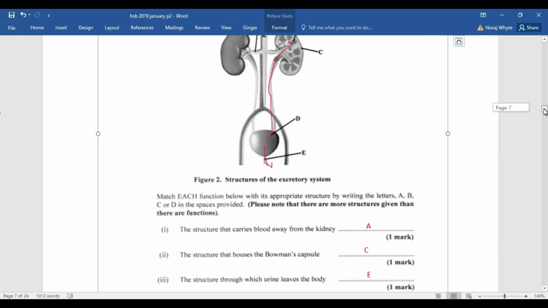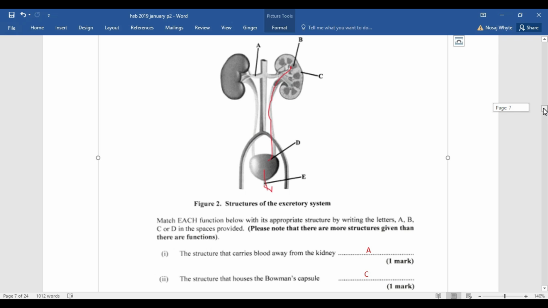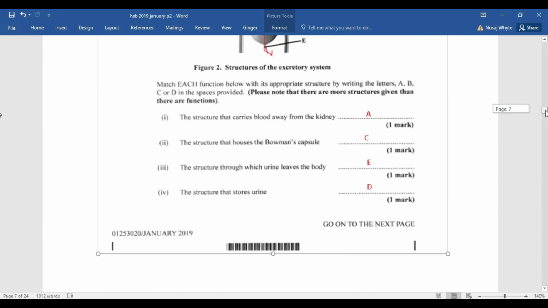So A, the structure that carries blood away from the kidney. Blood away from the kidney. That is going to be our renal vein. It's away. Now the structure that houses the Bowman capsule. So that is asking you what part of the kidney. Is it the medulla or is it the cortex? It's going to be the cortex here, so it's going to be C. It's Bowman capsule, so it is going to be in the cortex.